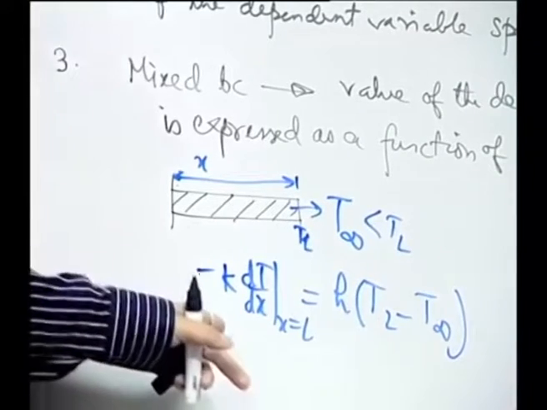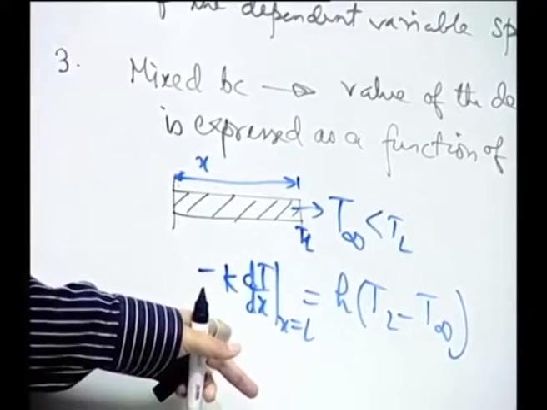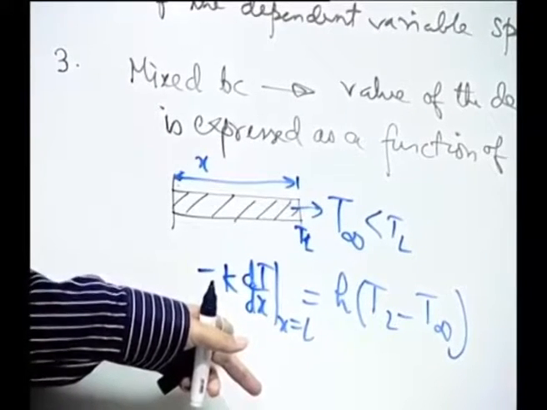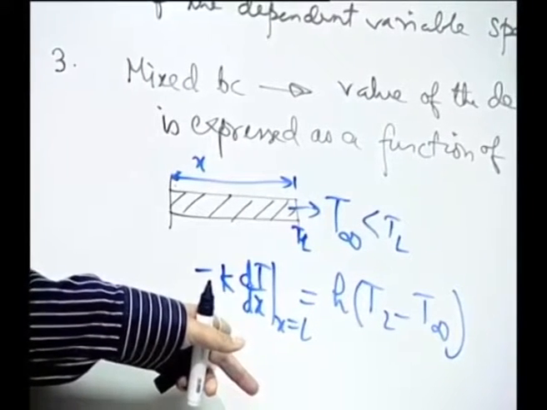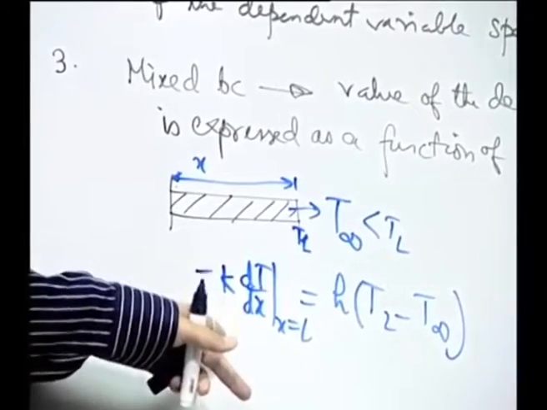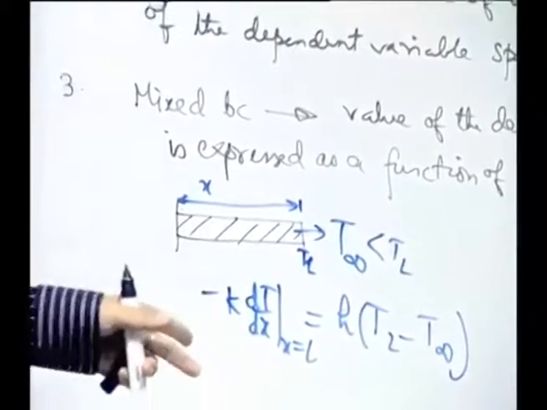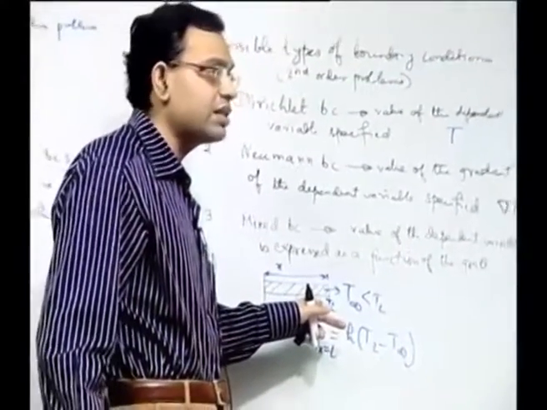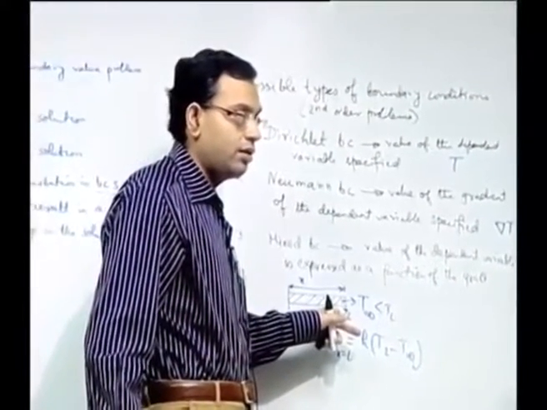Can you use the same boundary condition if the heat transfer is unsteady? Yes or no? If you are saying no, then why do you think that you cannot use the same boundary condition if it is unsteady?